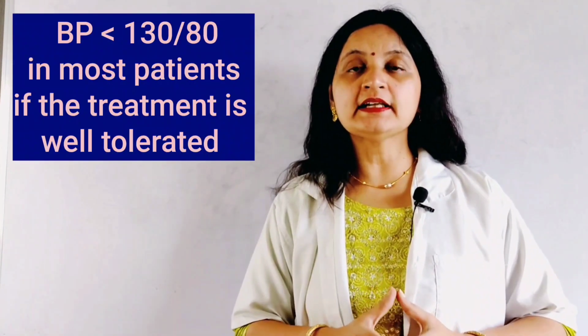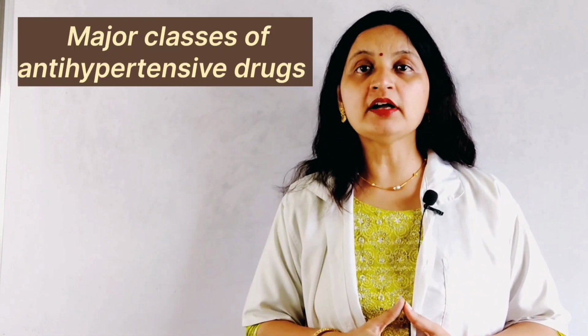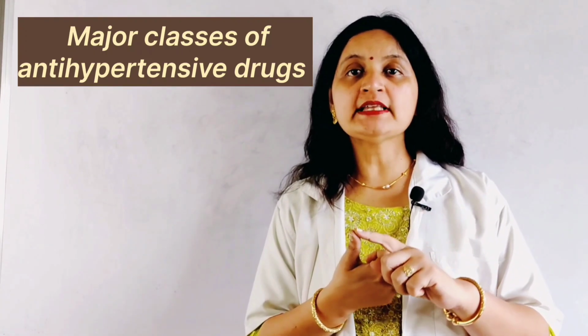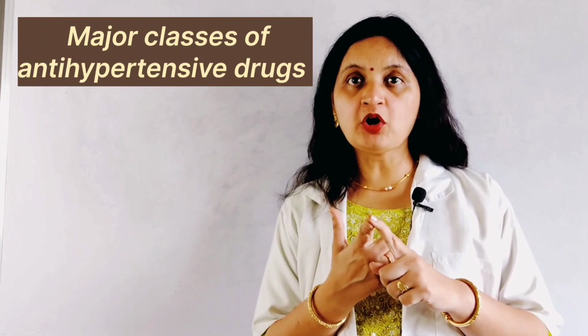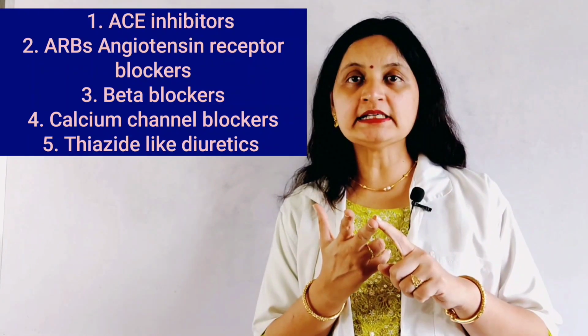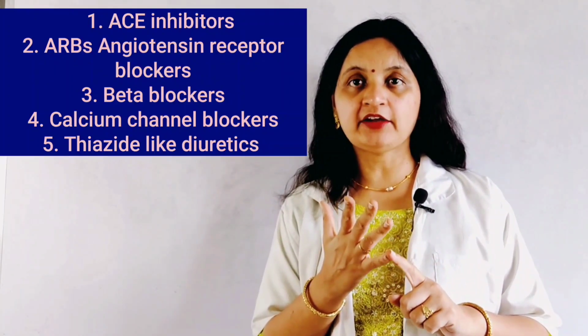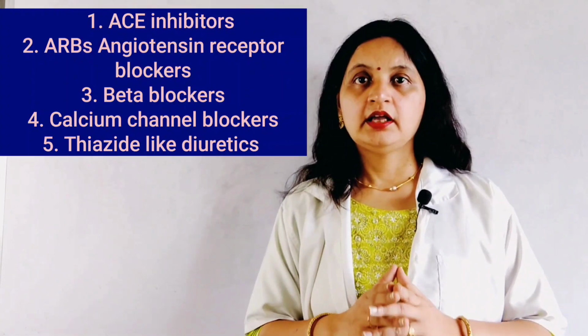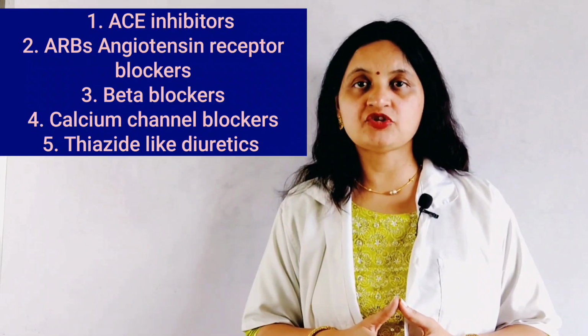So what are the drugs that are selected for the management of hypertension? The 5 major drug classes are angiotensin converting enzyme inhibitors, angiotensin receptor blockers, beta blockers, calcium channel blockers, and thiazide-like diuretics. These drugs form the basis of antihypertensive treatment strategies.